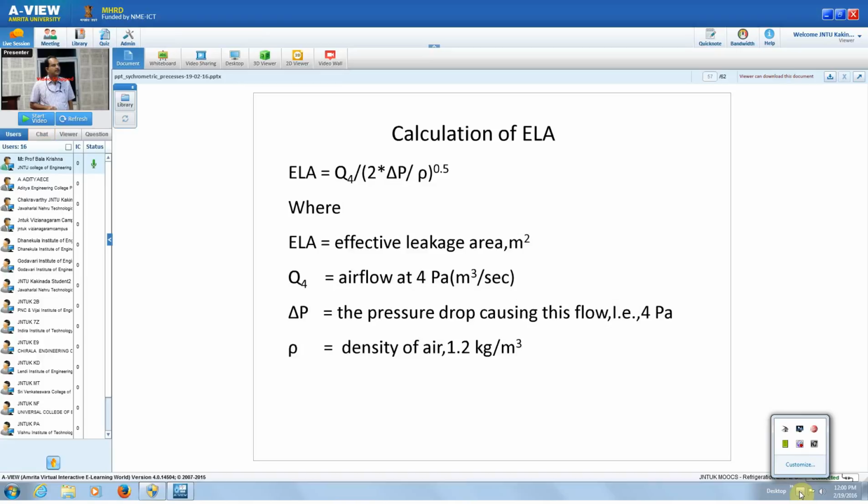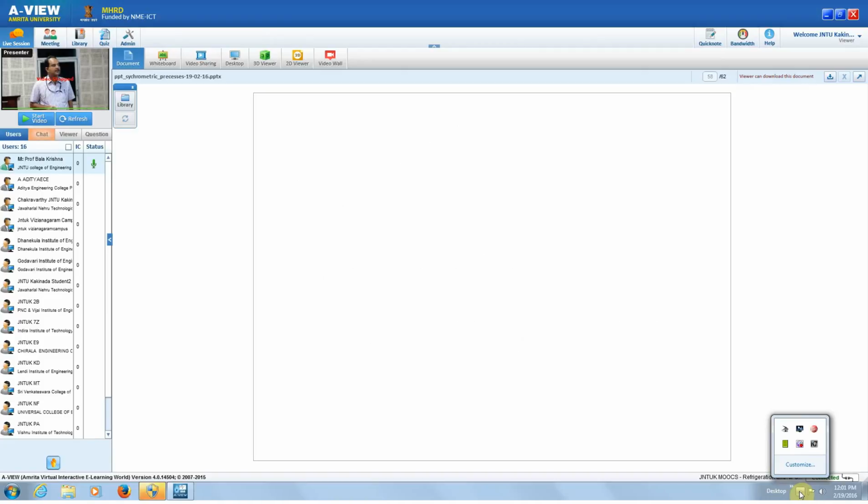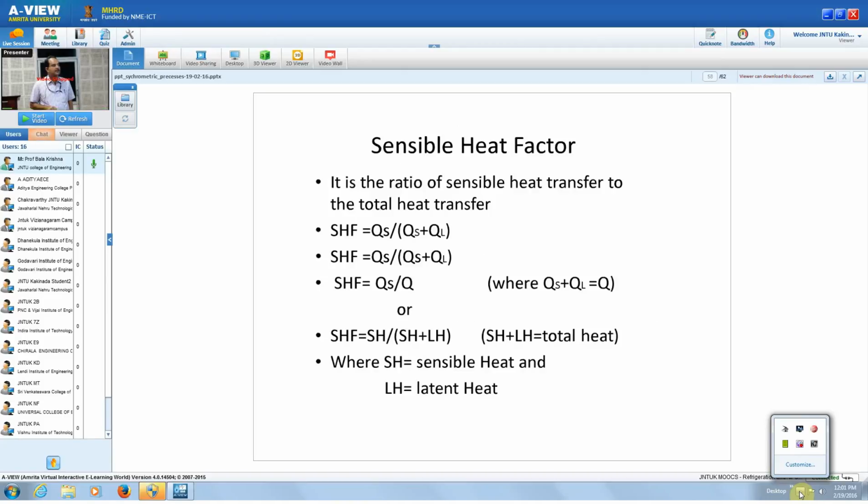And how to calculate the ELA? This is the formula: Q divided by the square root of 2 delta P by rho, where ELA is the equivalent leakage area in square meters, Q is the air flow rate, delta P is the pressure difference, that is outside and inside pressure, and rho is the density of air. The standard is 1.2 kg per meter cube. Next.